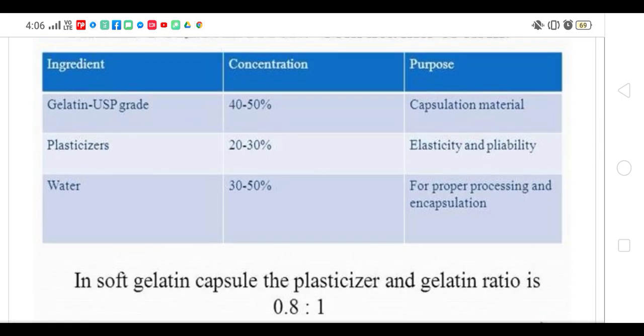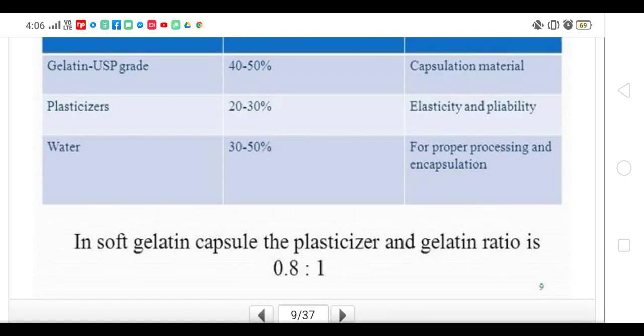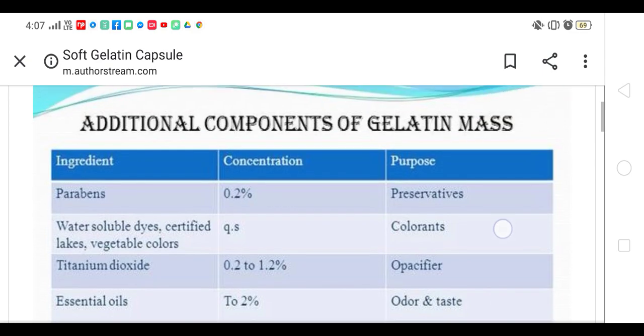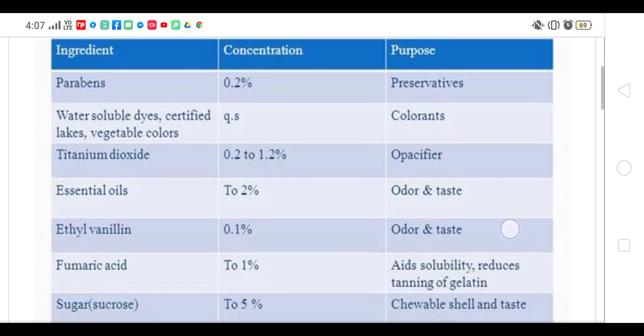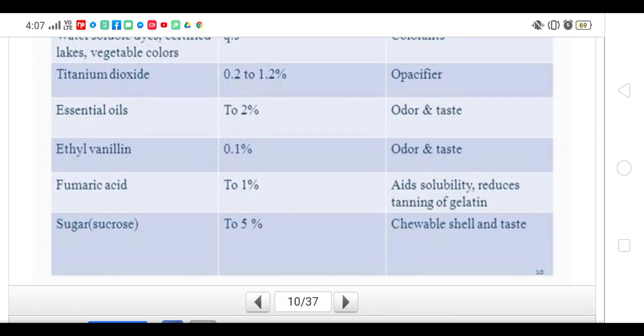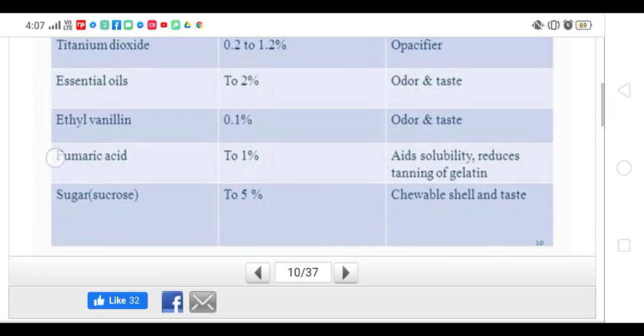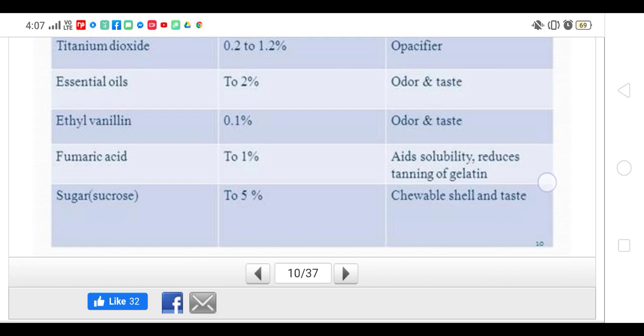Then the whole mixture is uniformly blended, and the ratio of plasticizer to gelatin is 0.8 to 1 for soft gelatin. When we go for hard gelatin, instead of 0.8, the plasticizer becomes 0.4. That means the amount of plasticizer is less in case of hard gelatin and higher in case of soft gelatin. And other ingredients other than plasticizer and gelatin are preservatives, opacifier, odor and taste modifiers and all this. If we have chewable soft gelatin, then we have to add sugar for sweetening.